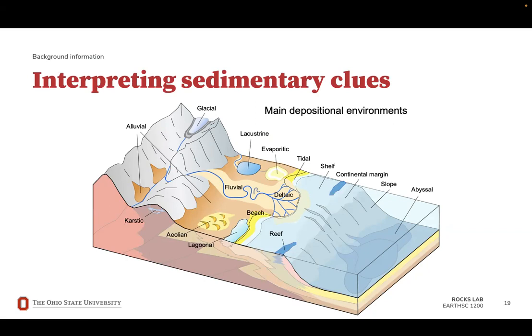Determining the type and characteristics of sedimentary rocks provides clues about Earth's history. For example, in Ohio, much of our bedrock is limestone. Because we know limestone forms in marine environments, we can infer that Ohio was once covered by an ocean.